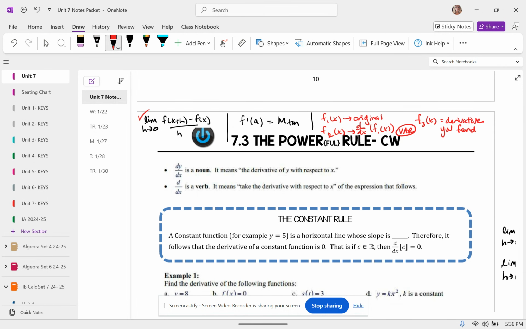Alright, so that's kind of all we know about derivatives so far, and what you're going to learn today is called the power rule, and it kind of makes this guy pretty obsolete because he's very clunky. So the power rule is a way to find the derivative of polynomials.